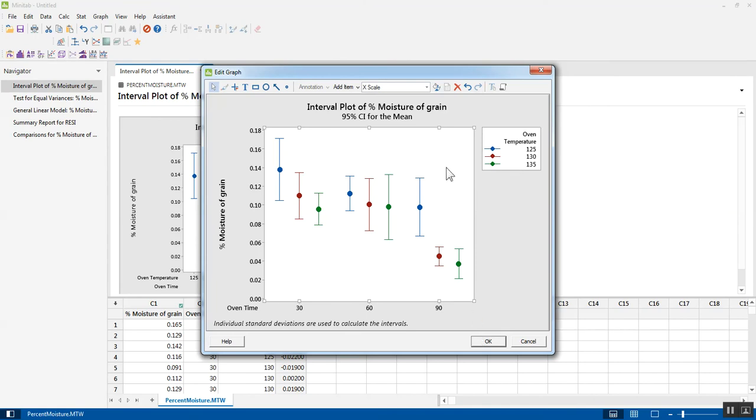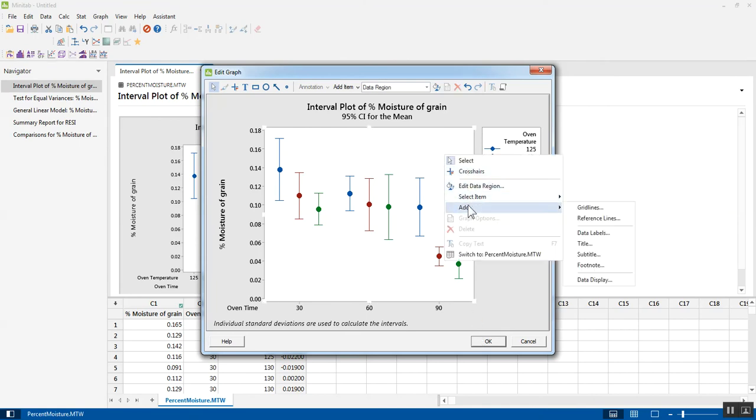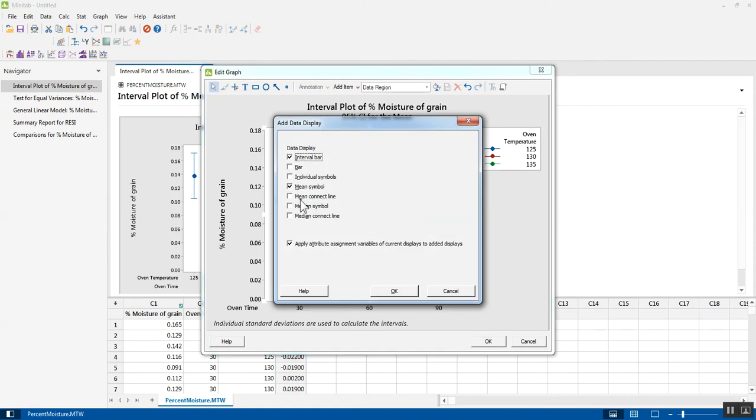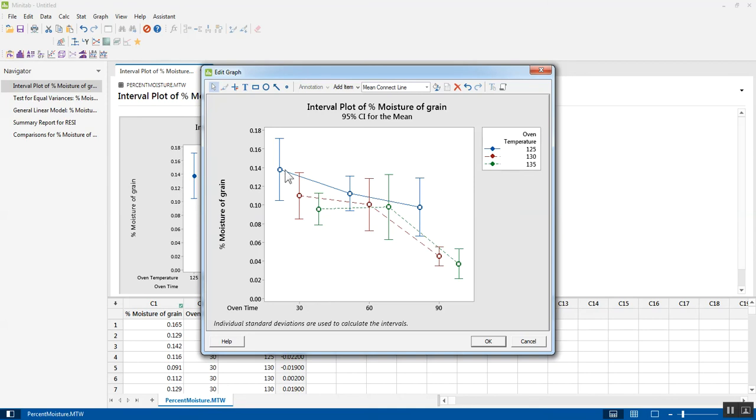Now maybe I might want to put on, for example, let's see if we can add a mean connect line. Because we've got these oven times, we might want to connect those means up. So we can see, this is starting to hint to us this interaction effect. Imagine if all those mean connect lines were totally parallel. That would show us no interaction at all. That would tell us that the effect of oven time on the percentage moisture content of the grain is the same across all oven temperatures. That's not the case because those mean connect lines, look, are not parallel.